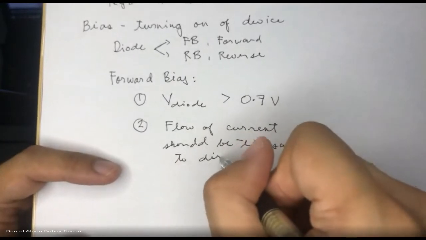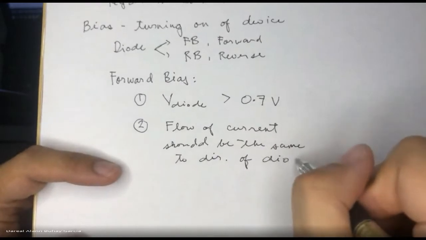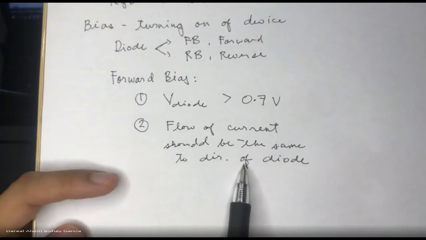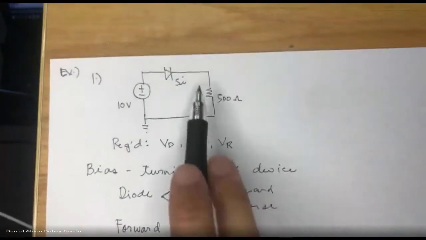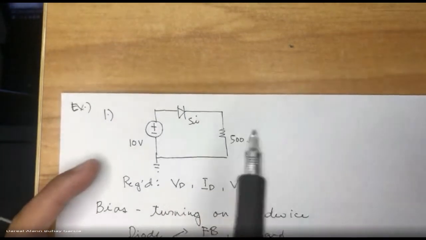Direction of diode. The flow of the current should be the same as the direction of the diode, because we know that the diode passes current in only one direction.